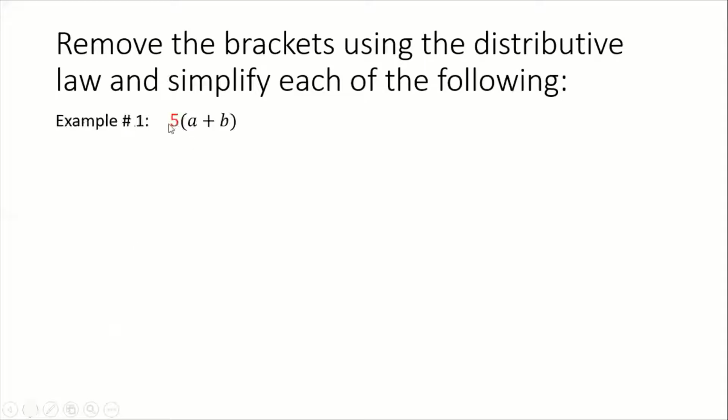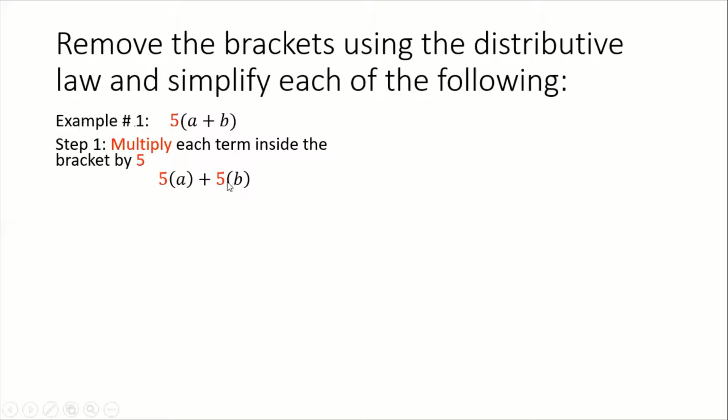So the first example we have here is 5 times (A plus B). Now, to solve this problem, we're going to apply the distributive law, which is to take 5 to multiply each individual term, right? How would you state this? You would state this as 5 bracket A plus 5 bracket B. Remember now that this bracket implies multiplication. So in other words, what I have here is 5 times A plus 5 times B.